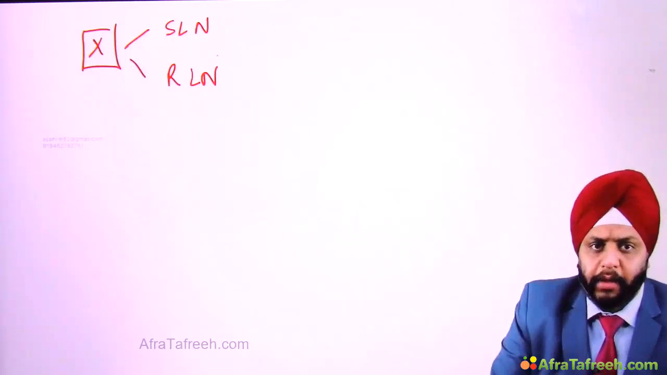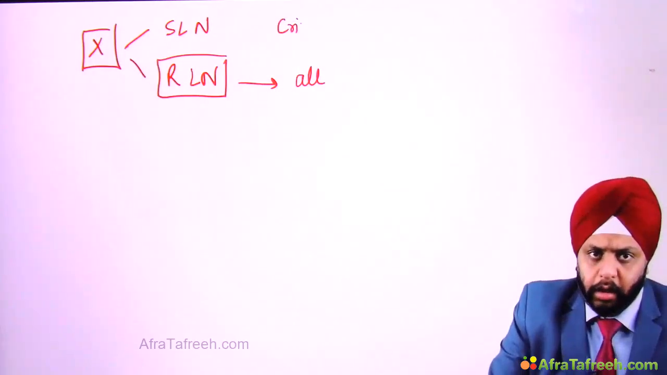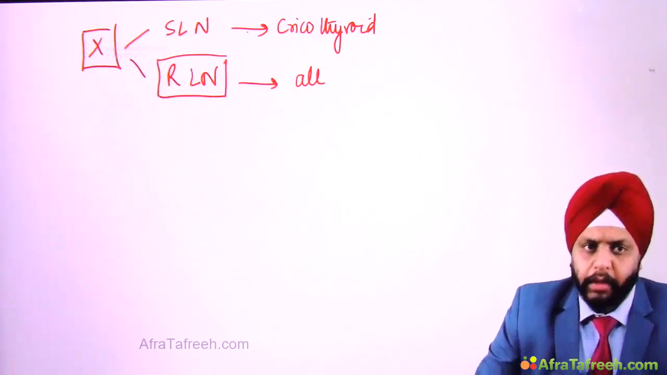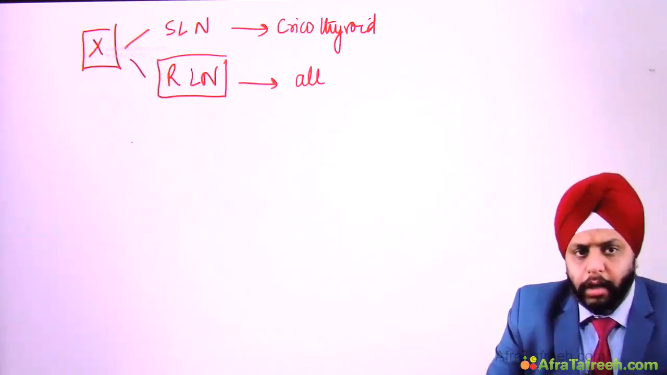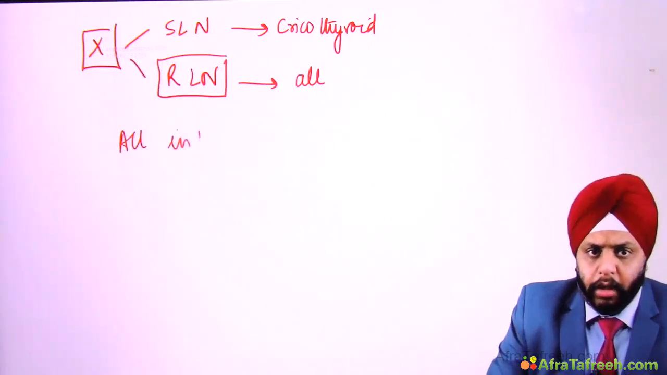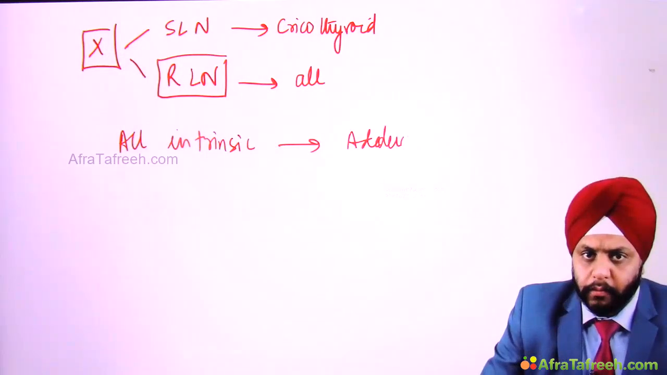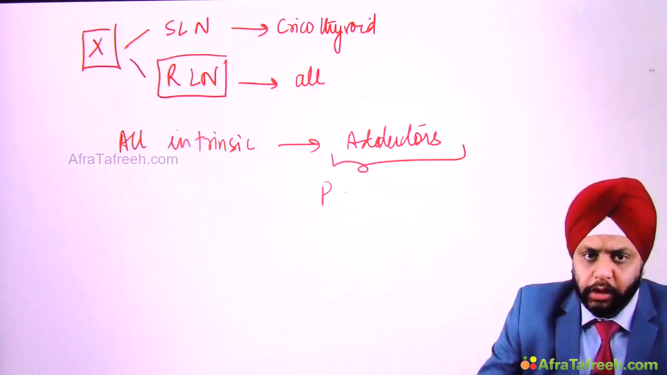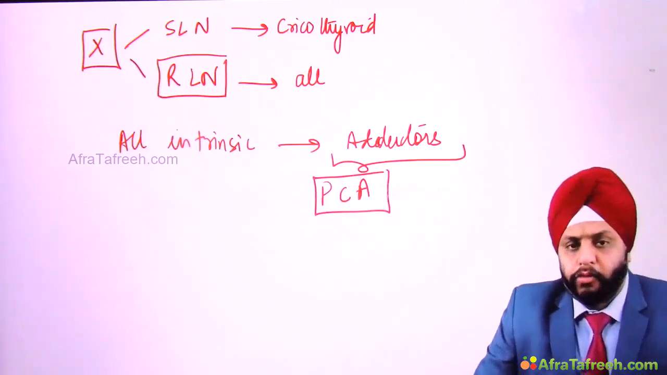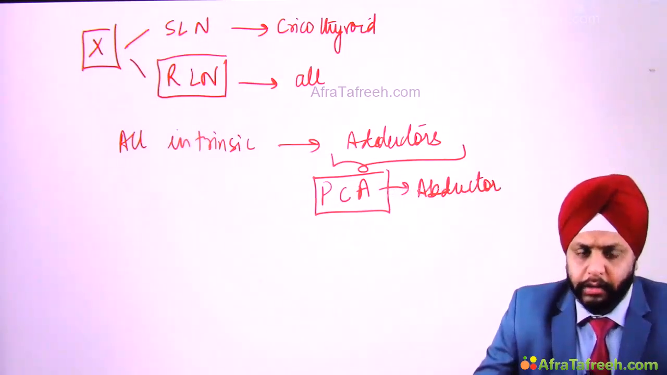Now the first thing that you have to remember is that the recurrent laryngeal nerve supplies all intrinsic muscles except cricothyroid, which is supplied by the superior laryngeal nerve, right? Now the second thing was that all intrinsic muscles of larynx, they are all adductors, except one, that is posterior cricoarytenoid, PCA. So PCA is the only abductor of larynx, rest all are adductors, right?